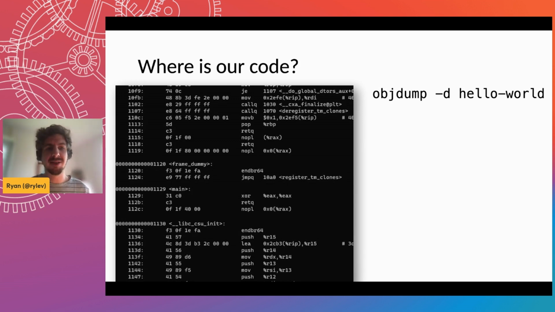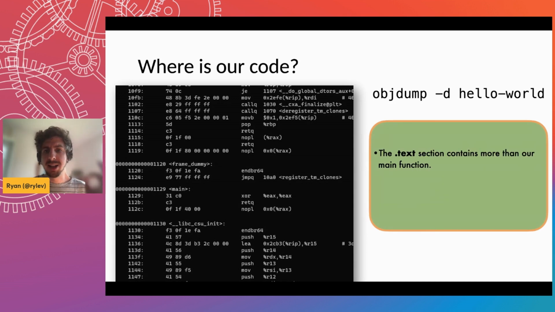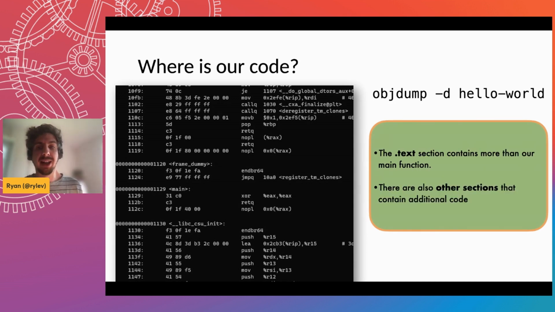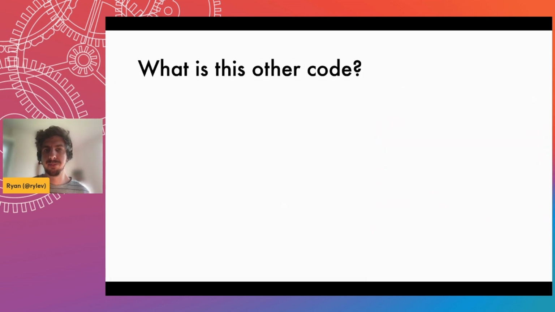So it's doing very simple things, but there's a bunch of code around it, and we see interesting things in here that we probably don't recognize. We'll talk a little bit more about that as well. The .text section contains more than our main function, and there are even other sections that contain additional code.